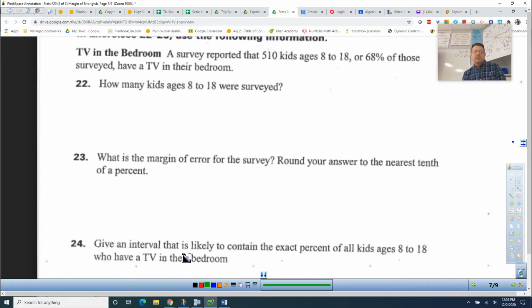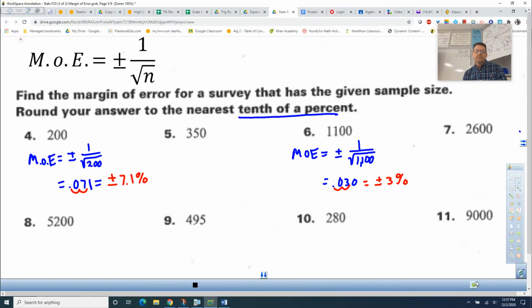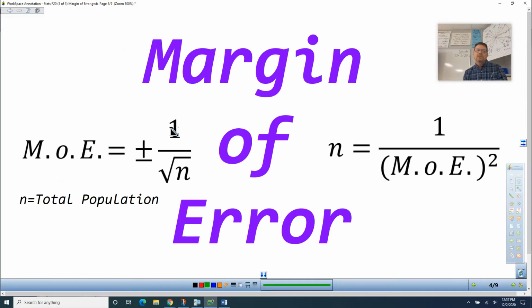Okay, give the interval. So we're going to take that and add it to 68% and subtract it. So we're going to add that number to 68 and subtract it, and that will give us our interval. So just a quick brief look at a very simple formula for margin of error. Okay, so slide back here. So plus or minus 1 over square root of n, which is the total population or sample size, or you know the margin of error and you're going to figure out what the sample size was.